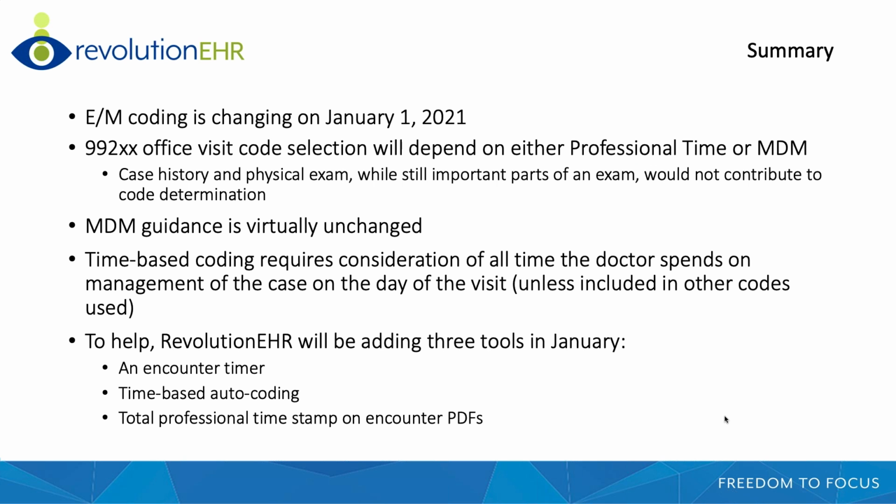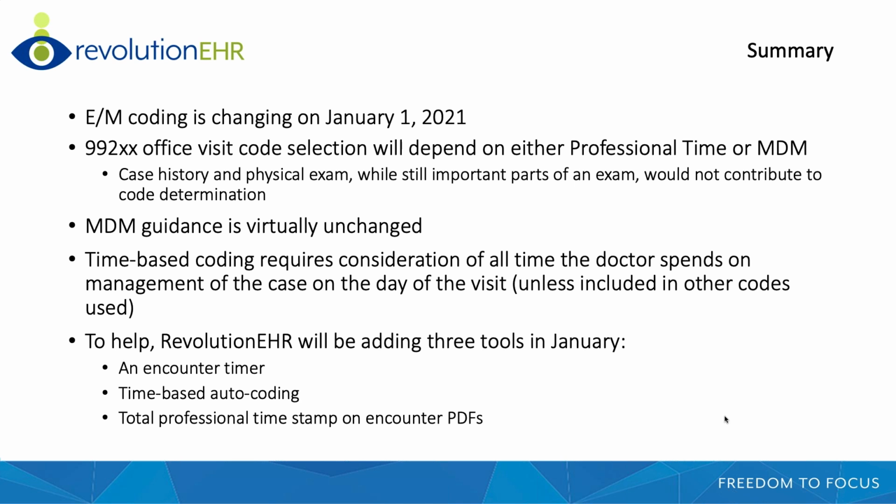When we think about how E&M coding is going to work next year, it's going to depend on either professional time or medical decision-making alone. Remember what we said before is that the AMA is not saying that case history and physical exam are not important. Those are still things we should be doing as part of our day-to-day lives, but they will not be relevant when it comes to final determination of office visit code. Medical decision-making guidance is very similar to what it's been in the past. They've cleaned up the descriptions a little bit to make it a little bit easier to decipher. But if it's something that you've been comfortable with in the past, you're going to continue to be comfortable with it moving forward.